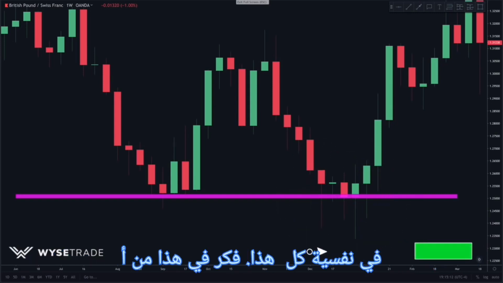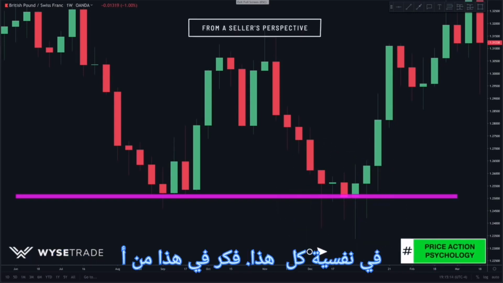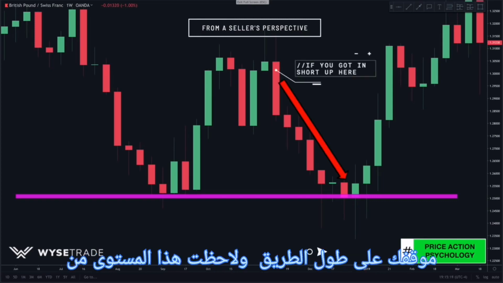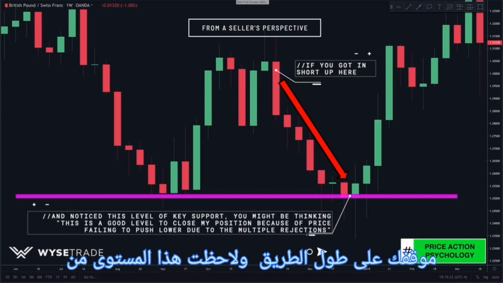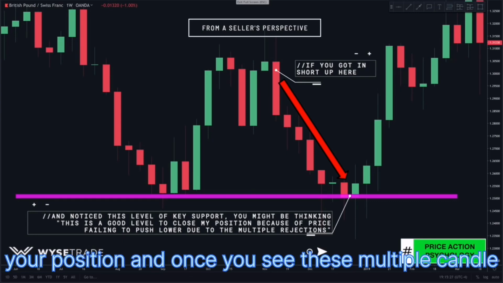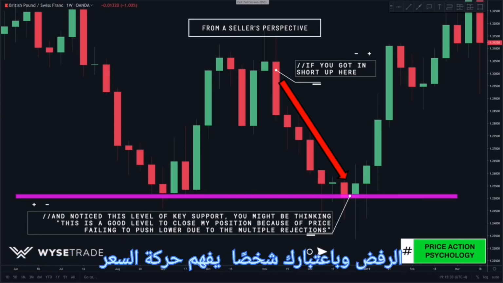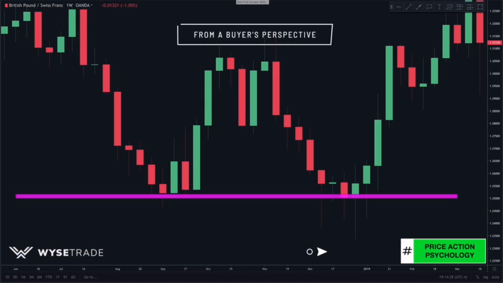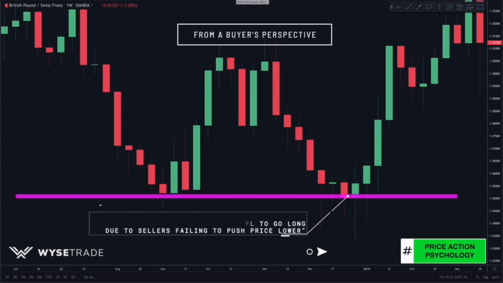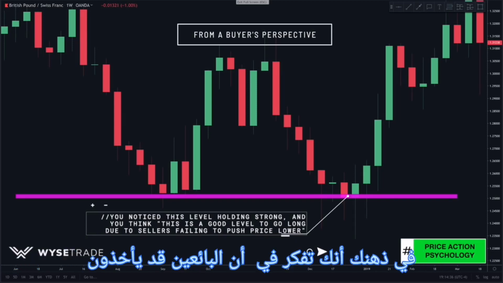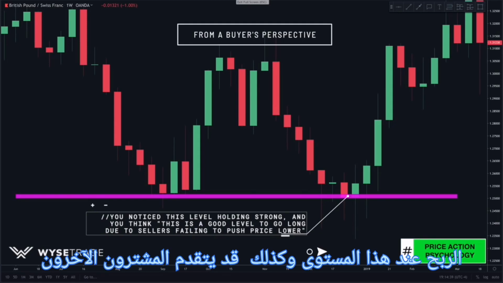So let's get into the psychology of all this. Think about this from a seller's perspective. If you got in short up here and held your position all the way down and noticed this level of support, in your mind, you were possibly thinking of closing your position. And once you see these multiple candle rejections, and as someone who understands price action, you were telling yourself this might be a good place to take profit. In contrast, from a buyer's perspective, you notice this level holding up, as sellers could not push price lower.